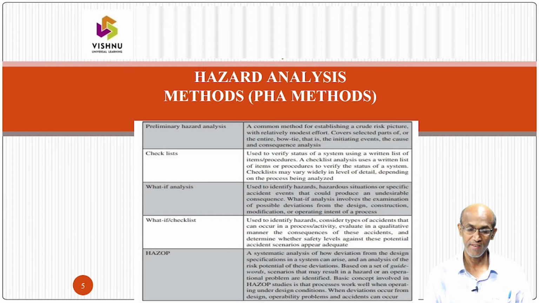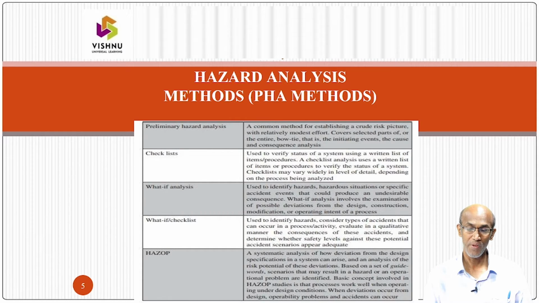What-if or checklist is used to identify hazards, consider types of accidents that can occur in a process or activity, evaluate in a quantitative manner the consequences of these accidents, and determine whether safety levels against these potential accident scenarios appear adequate.